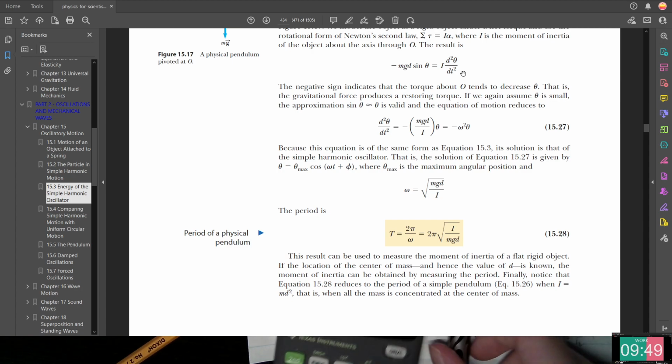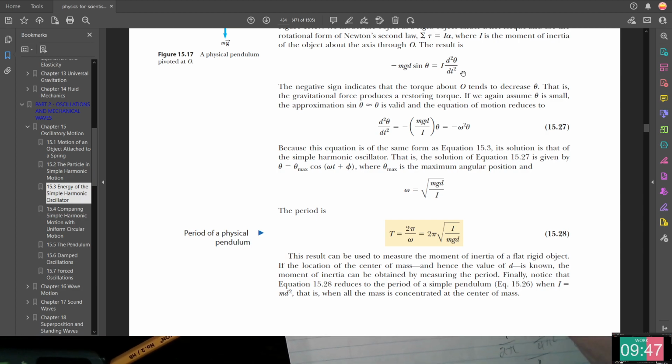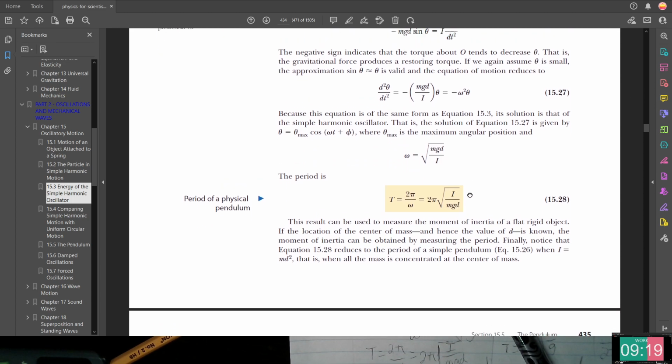Okay, and now they're doing the other formulas. T equals 2 pi over omega equals 2 pi times the square root of I over mgd. Okay, how many times am I going to say okay?